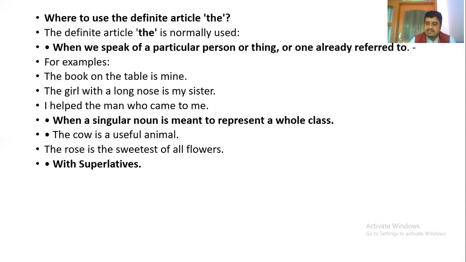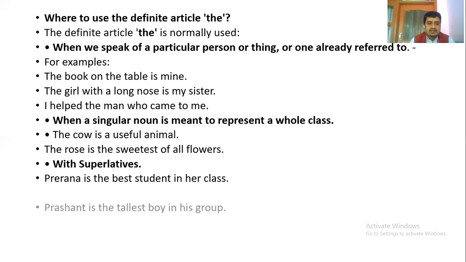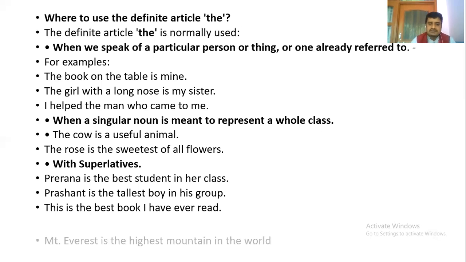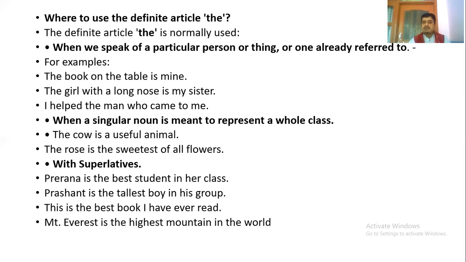With superlatives, we use the before superlative degrees, like the best, the longest, the highest, the tallest, the strongest, the most, in this way. Prasant is the tallest boy. Prerana is the best student in our class. This is the best book I have ever read. Mount Everest is the highest mountain in the world.